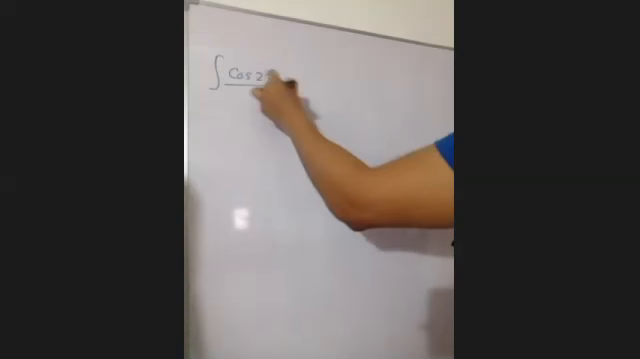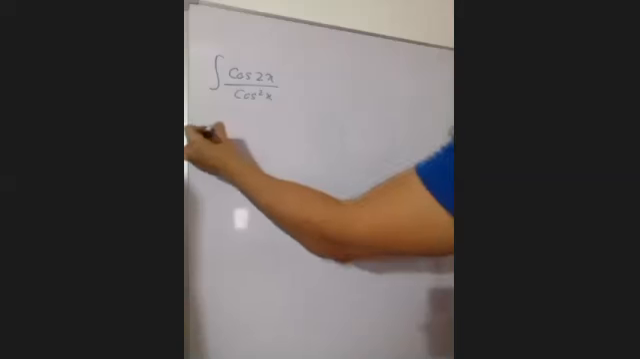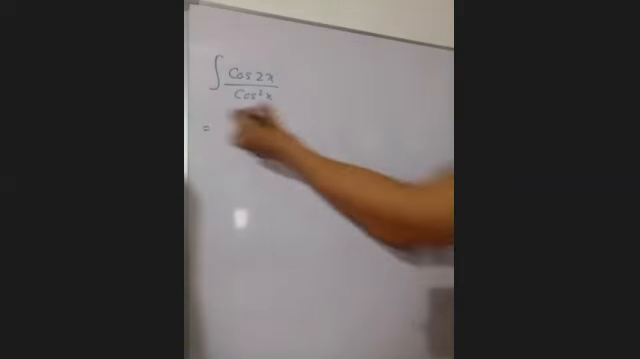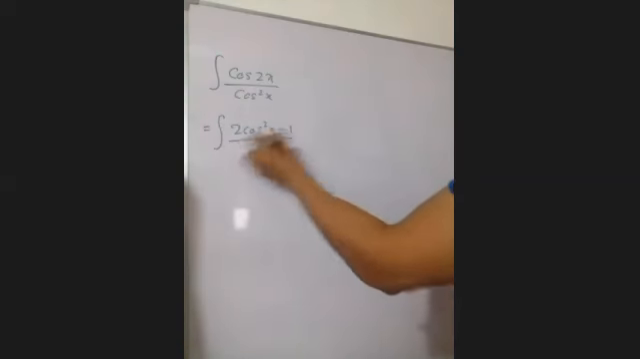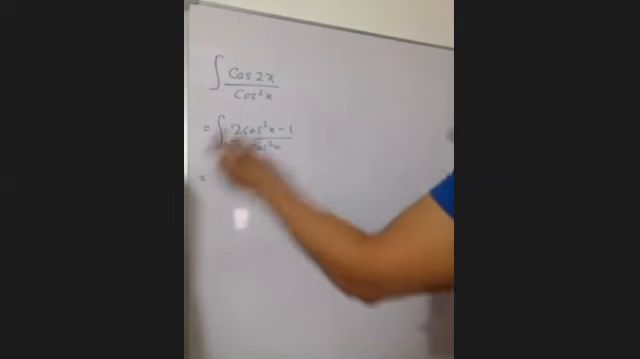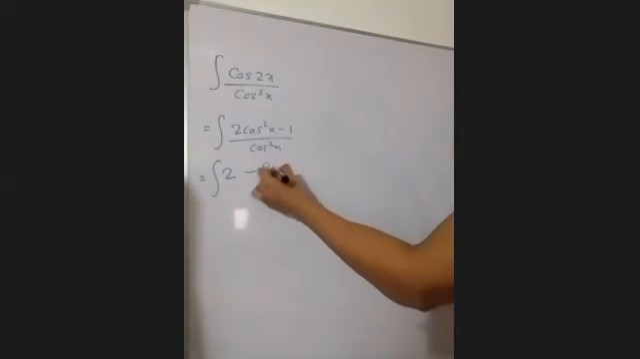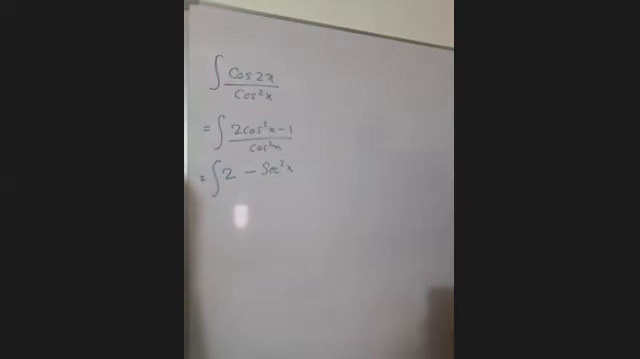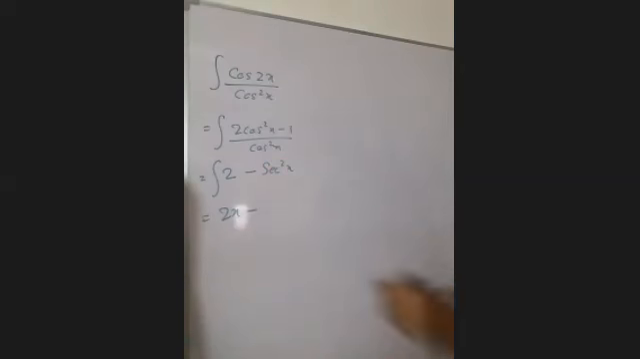Here is cos 2x over cos squared x. If you see this, what can you say? Cos 2x we will write in the form of 2 cos squared x minus 1, over cos squared x. Then 2 cos squared x divided by cos squared x is 2, minus 1 over cos squared x, which is sec squared x. So the integration of 2 is 2x, minus the integration of sec squared x, which is tan x, plus c. That is the final answer, a way of doing this kind of question.